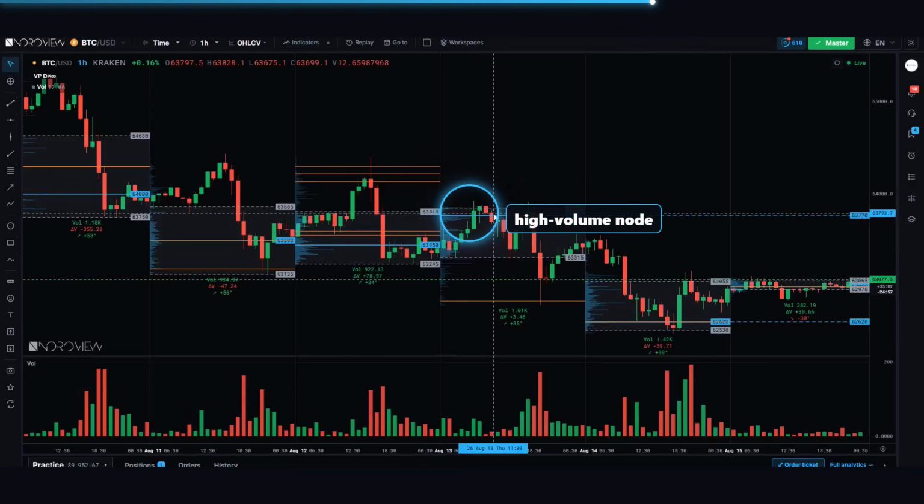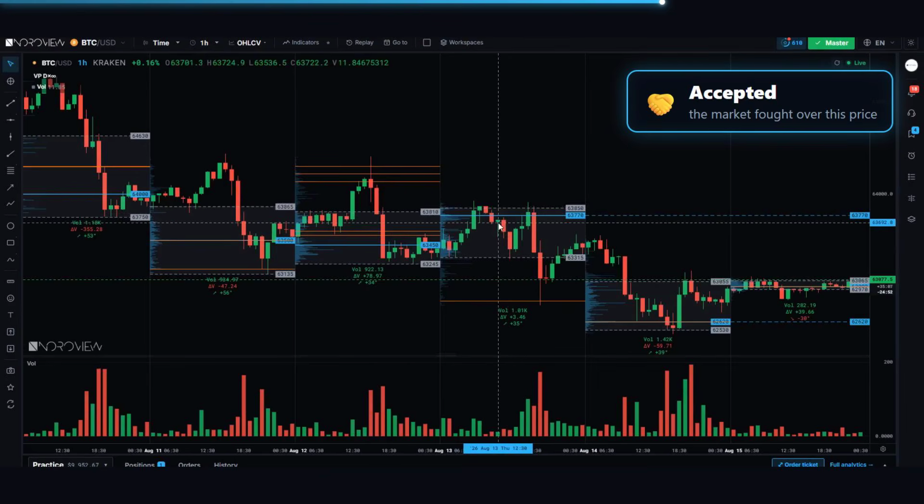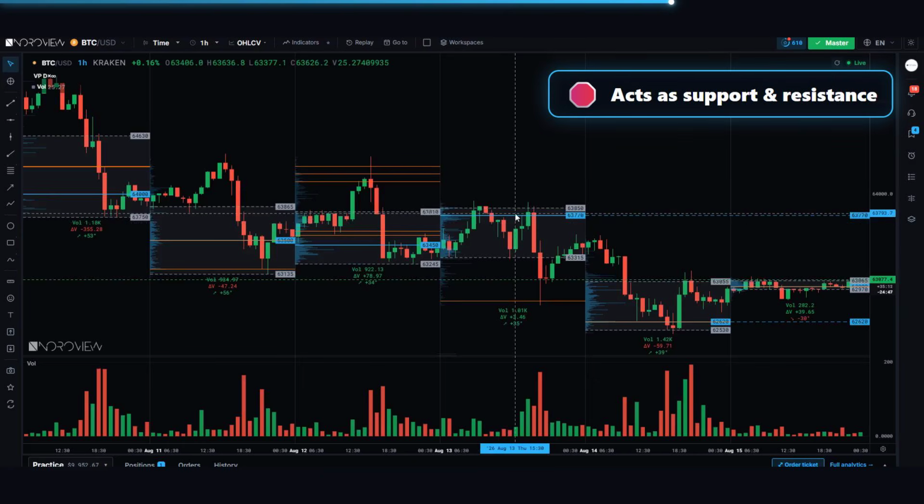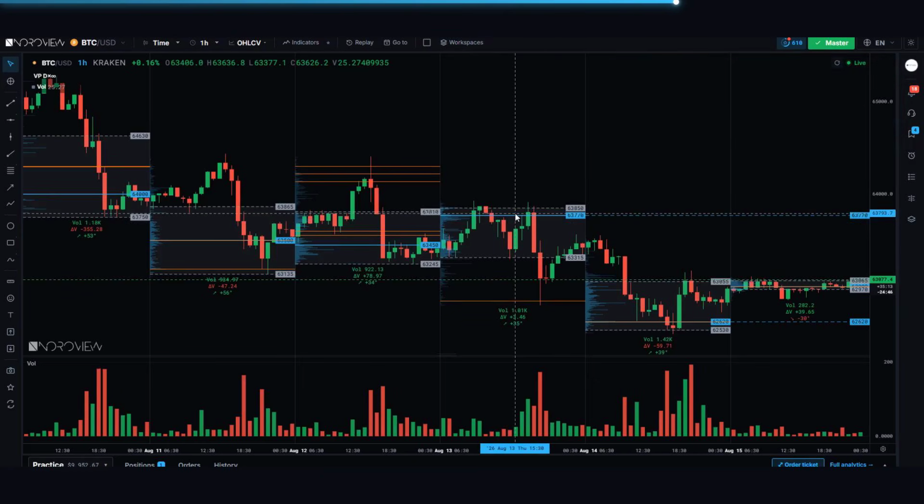A fat part of the profile is a high volume node. That is a price the market accepted and fought over for a long time. Plenty of business, two-sided, and nobody could push it away quickly. Those tend to act as support and resistance and to slow price right down.